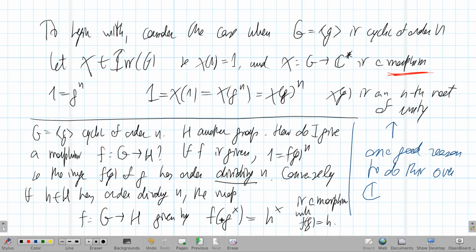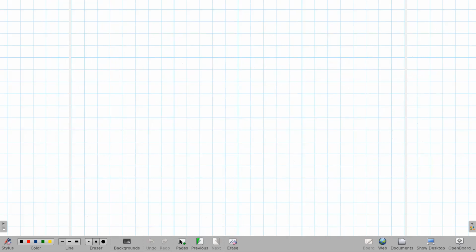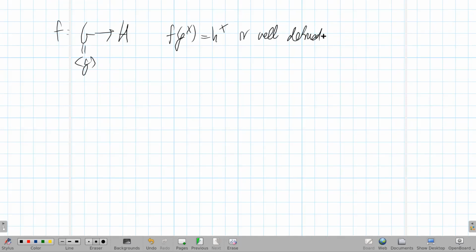Well, there is an important thing: the map is well defined, and a morphism. Let's see this because it's elementary, but it's very important. So I'm claiming that F from G to H, where G is generated by g of order n, given by F(g^x) = h^x, is well defined. Why is it well defined? Because, to check whether it's well defined, we must note that there is not a unique way of writing these elements.